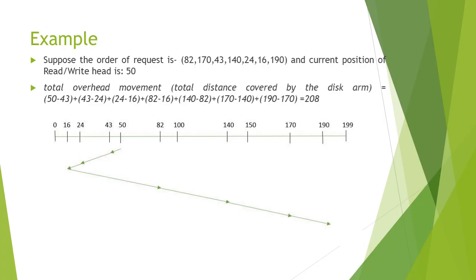From 24 it goes to 16, and from 16 to 82, then from 82 to 100, then 100 to 170, and then 172, 150. This is the methodology by which it is calculated. Thank you.